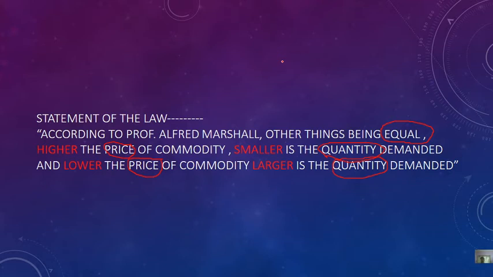It is a behavior of consumers that they prefer to buy any commodity when its prices are lower. At that time they buy a larger quantity, and when prices are higher they buy a smaller quantity. So the law of demand states the functional relationship between price and quantity demanded when other things which directly or indirectly create their impact on demand are equal.